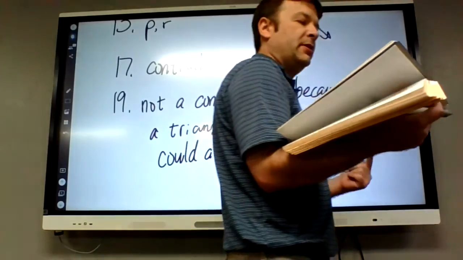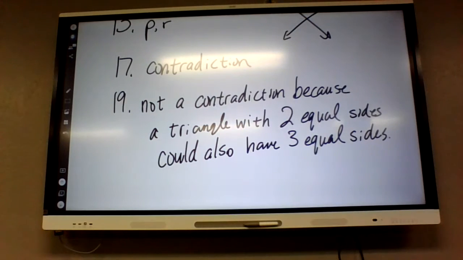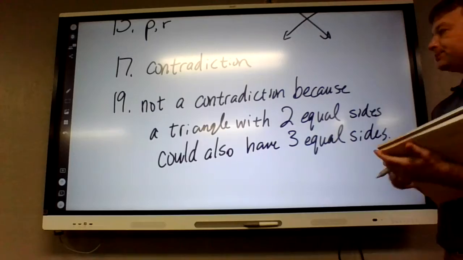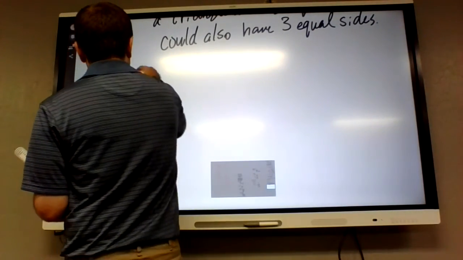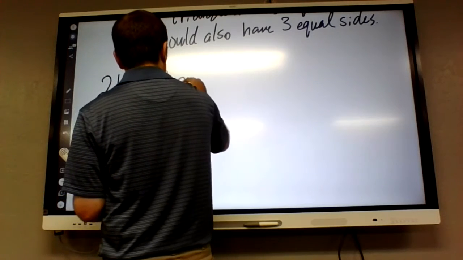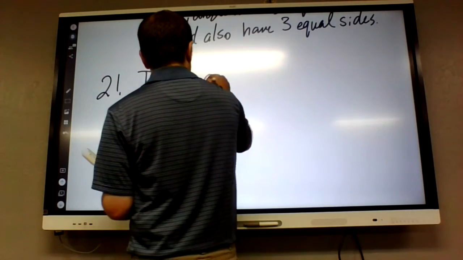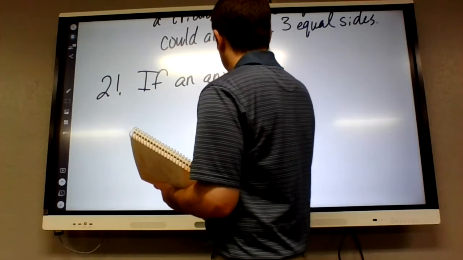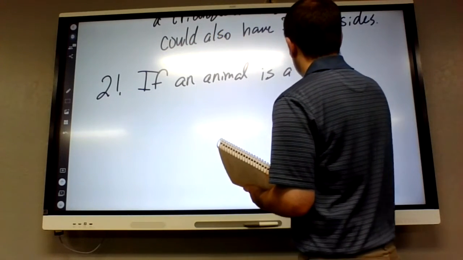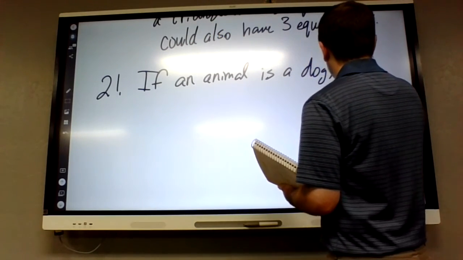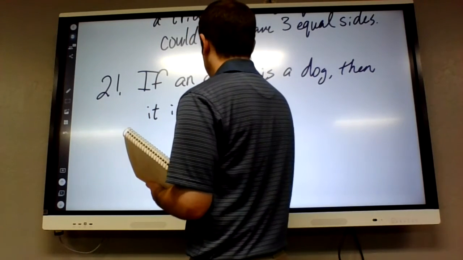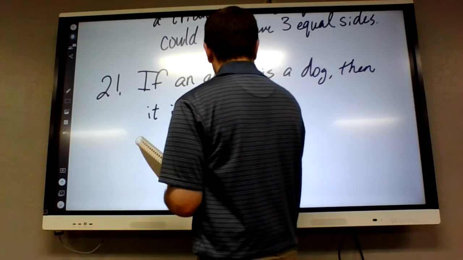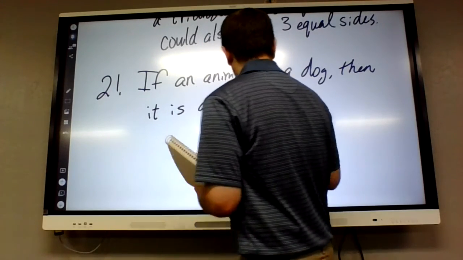So on the 21, the first one, it has the dog circle in the Venn diagram inside the mammal circle. What does that mean? If an animal is a dog, then it is a mammal.